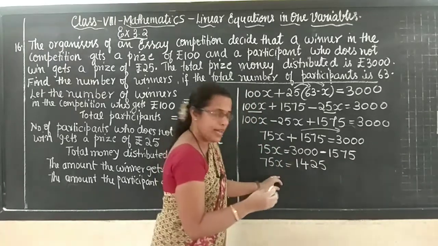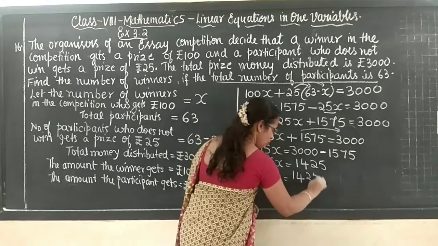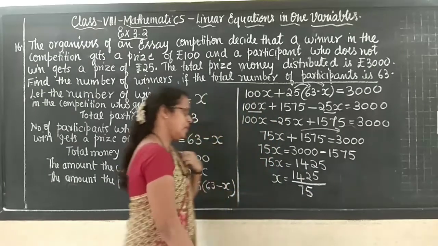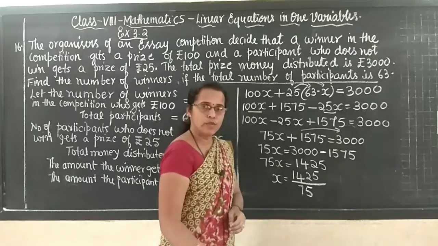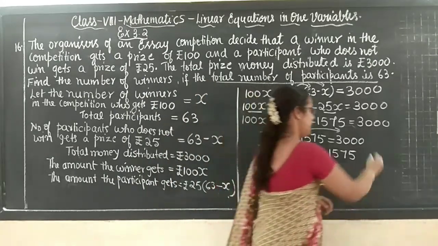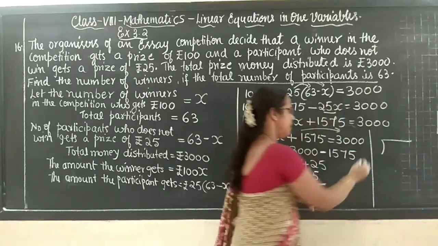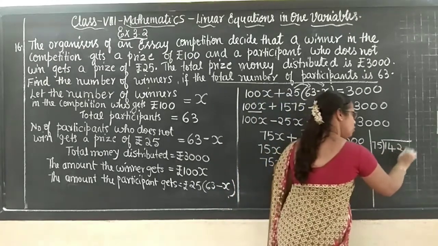Now this is 75x. I want x alone. X is equal to 1425 divided by 75. Now which table is there? Let us see the 75 table. This number comes out, children. Divide it and see: 75 outside, 1425 inside.